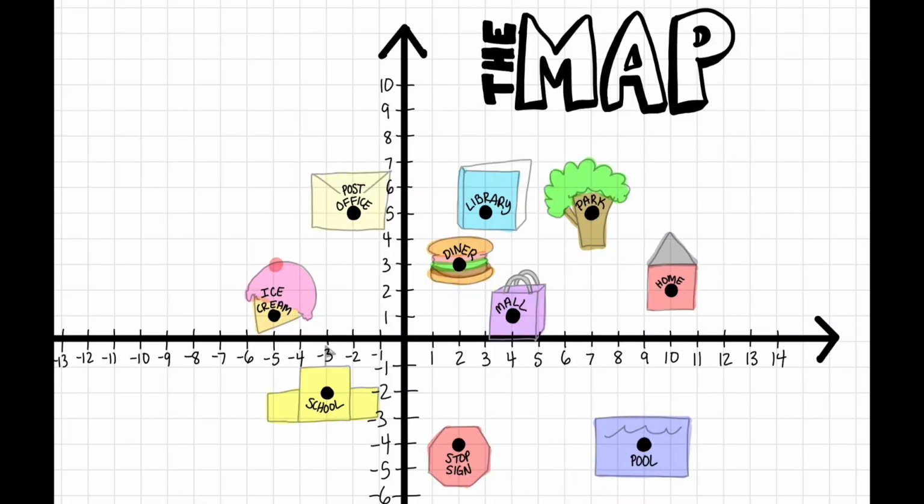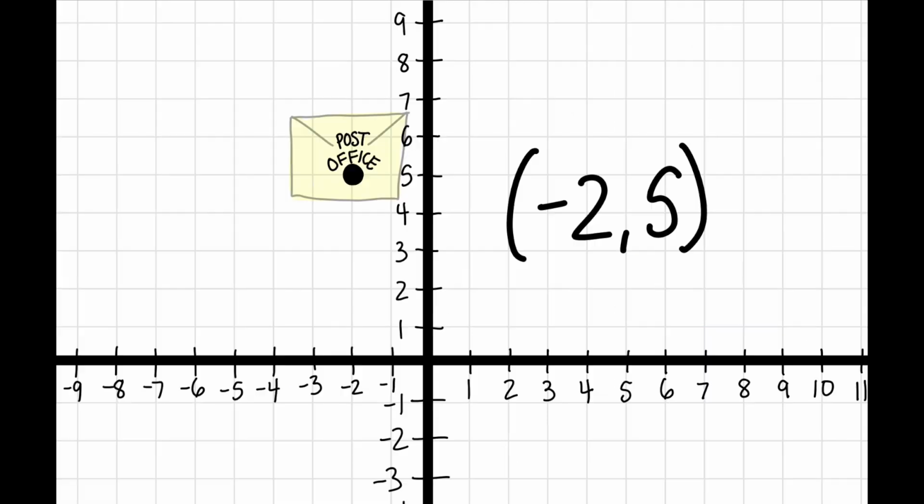Miss Proda will be going to -2, 5 next. Which location is this? If you said the post office, you are correct.